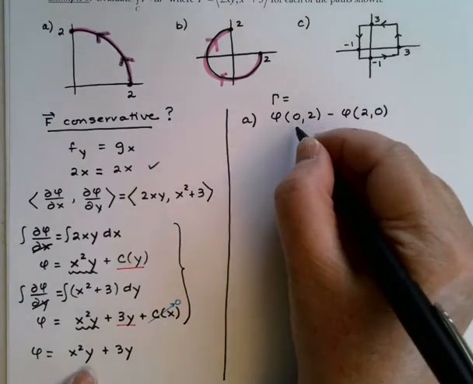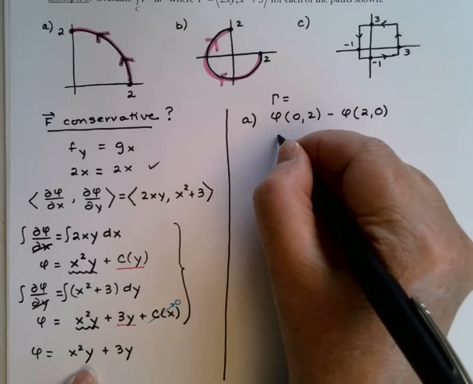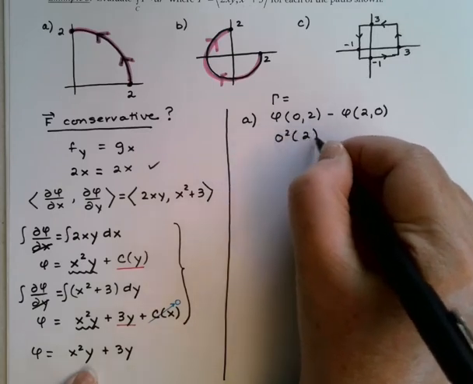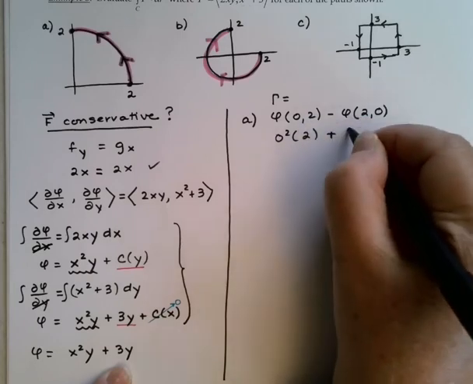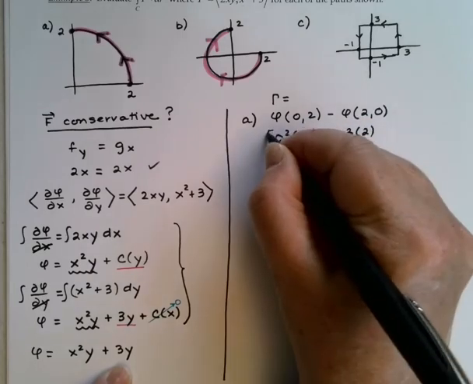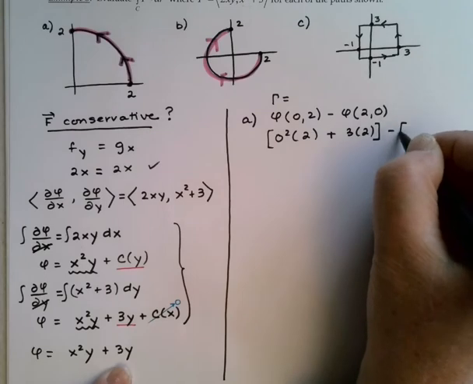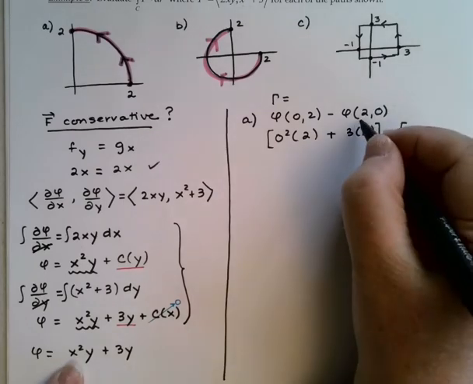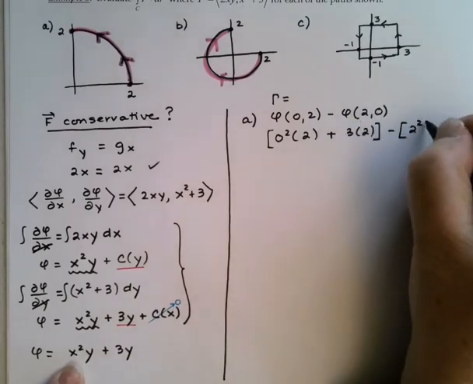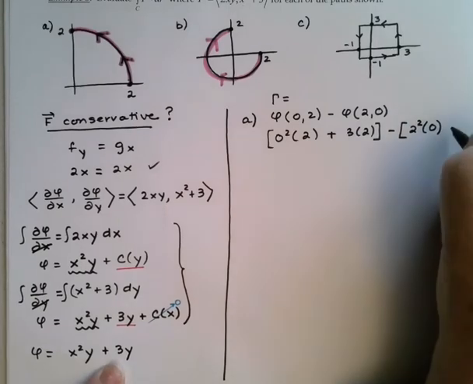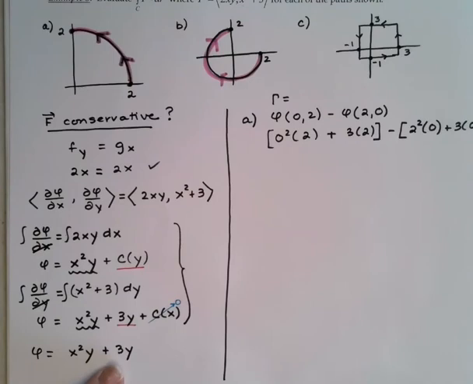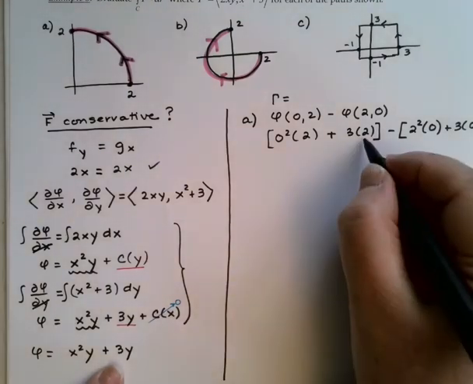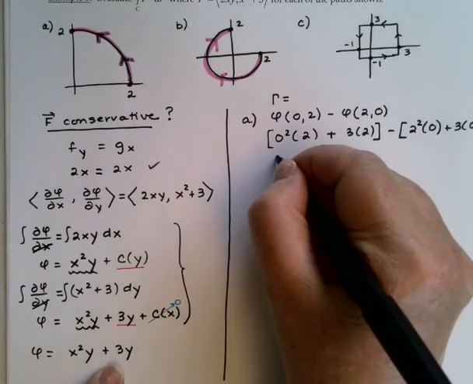Plugging into the phi that we found down here, I would have 0 squared times 2 plus 3 times 2, minus 2 squared times 0 plus 3 times 0. And it looks like everything's going to become 0 except for that 6 right there.